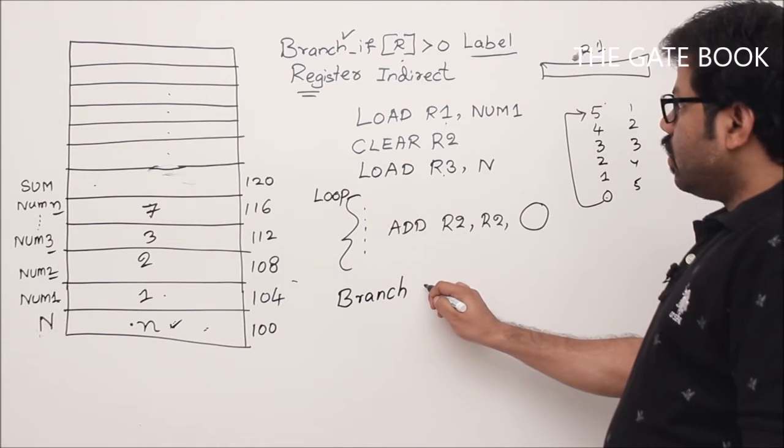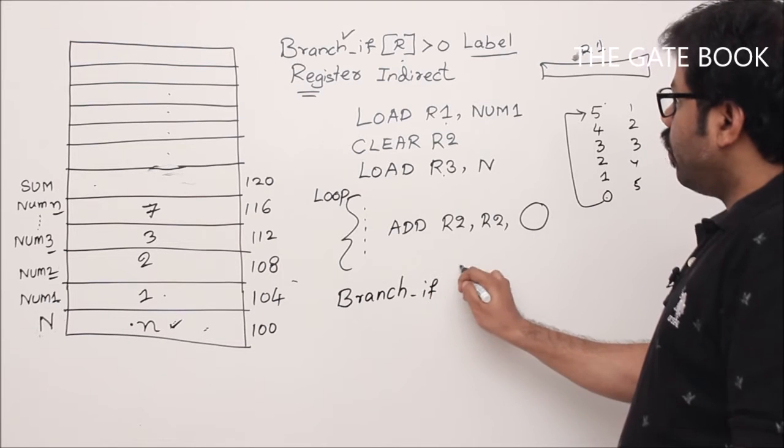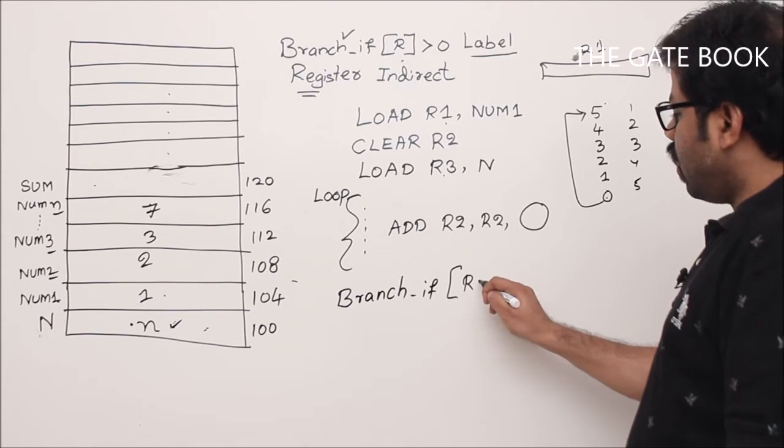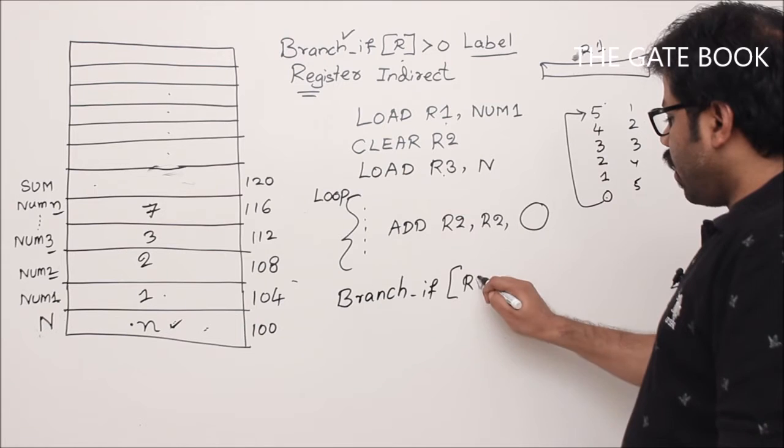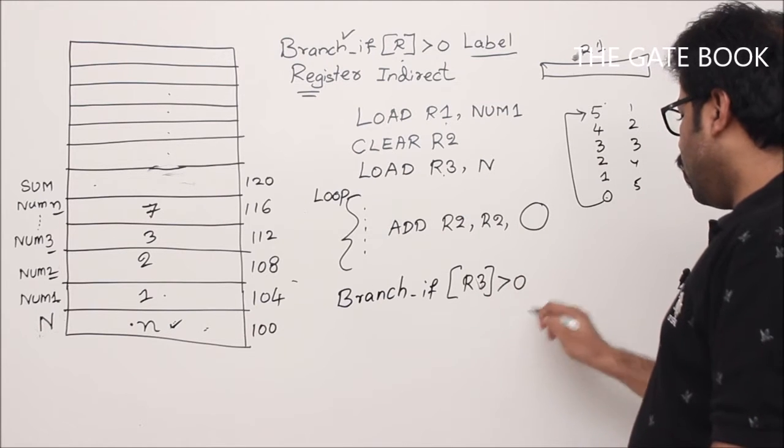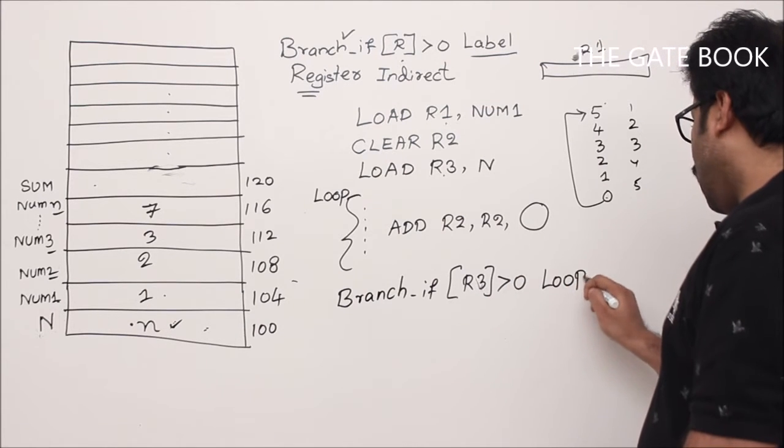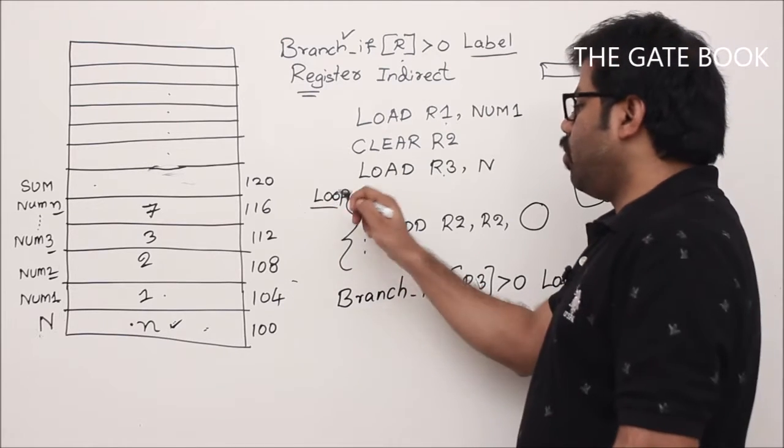So branch on if that register is what? R3, right? Okay, R3. If it is greater than 0, then go to a memory location called loop. So here this is called a label.